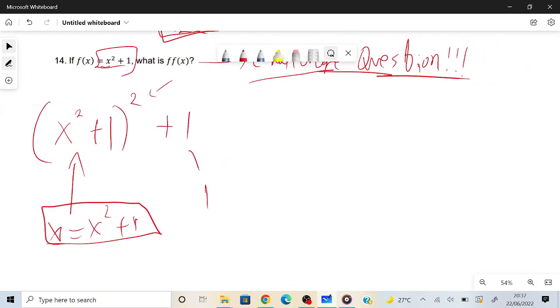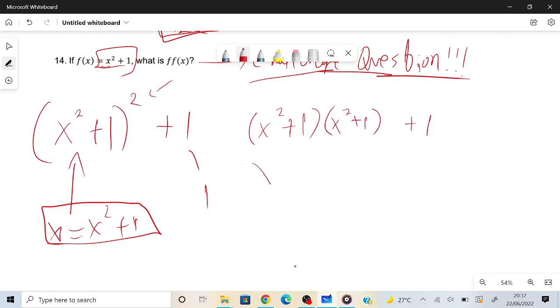So let's expand this. You know, x squared plus 1 squared is the same as x squared plus 1 into x squared plus 1, and then we have a plus 1. Please make sure you've watched my previous video on expansion of brackets. That would make it a lot easier to do functions.